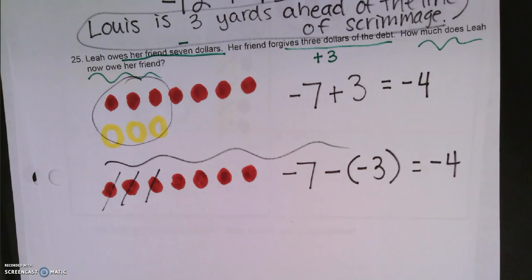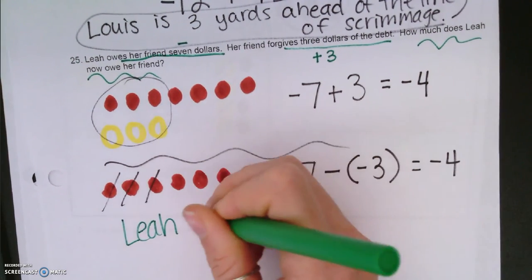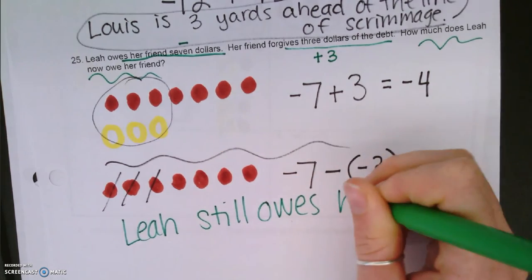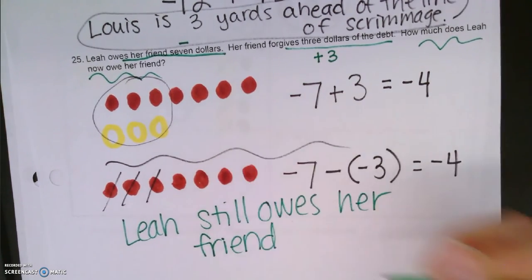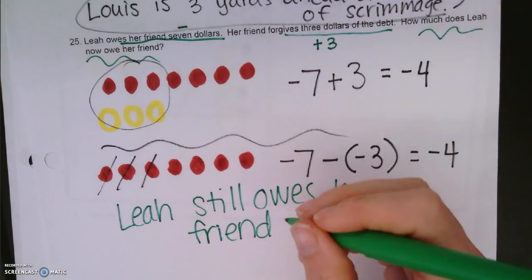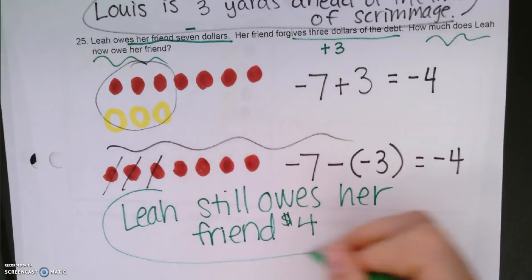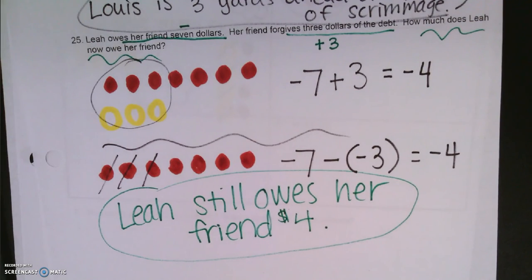That means what in context? That means that Leah still owes her friend. Would I say she owes her -4? No, she just owes her friend $4. Make sure the $ goes in front of the 4, and I should end my sentence with a period.